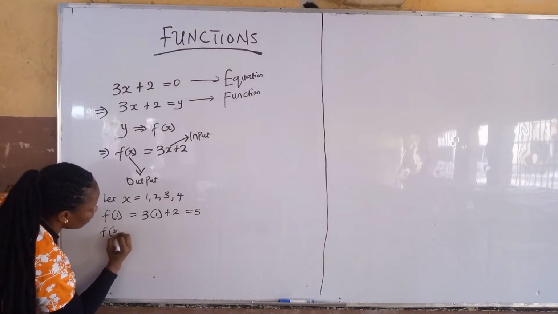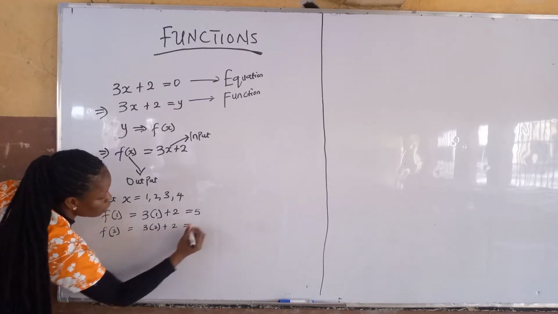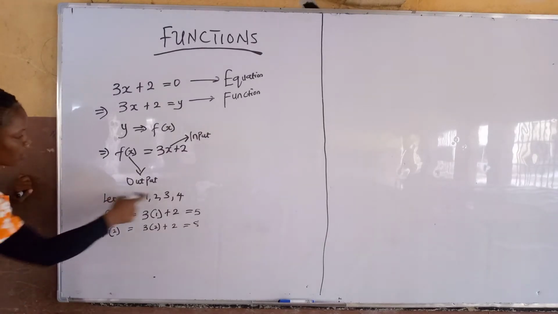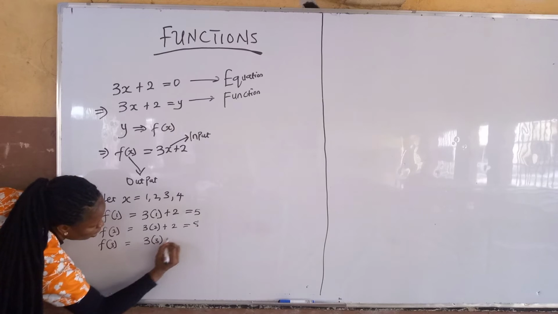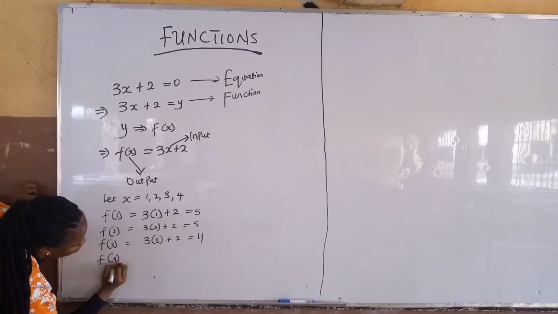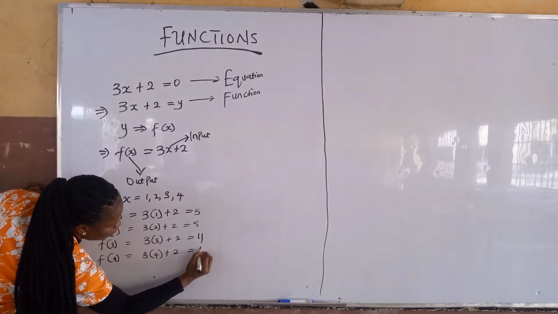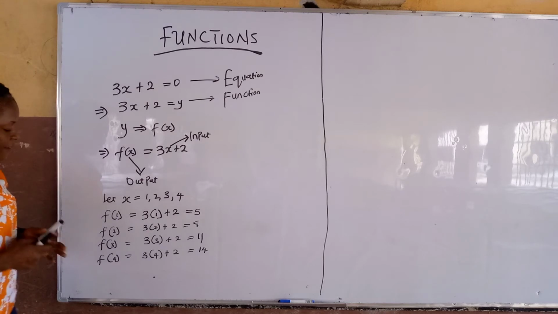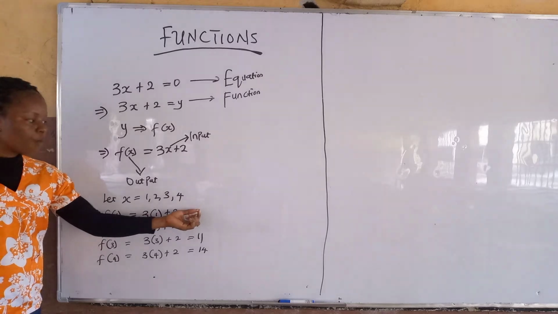And when you substitute the value of x to be 2, what do you have? 3 times 2 plus 2. This is 6 plus 2, that would be 8. We do the same thing to 3, so that we have 3 times 3 plus 2. That would be 11. And we have f of 4 to be 3 times 4, which is 12, plus 2 to be 14. Now having this simply means that any value x takes, the outcome will also be a unique outcome.